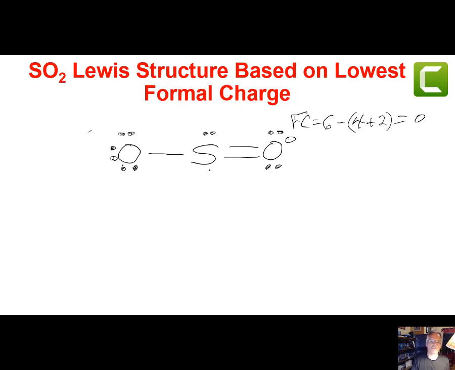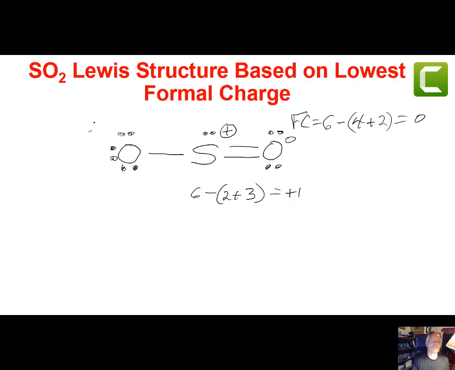We can do the same thing for sulfur. Sulfur has 6 valence electrons, just like oxygen does. It has 2 non-bonding electrons in this particular structure, but it has 2, 4, 6 bonding electrons. Half of 6 is 3, which is the same as the number of bonds. 2 plus 3 is 5. 6 minus 5 is plus 1. So the formal charge on this sulfur is plus 1.